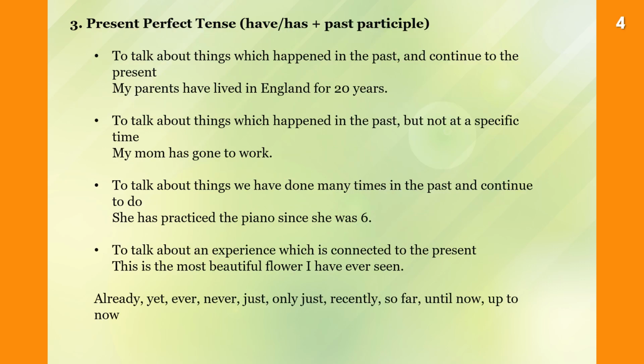Now present perfect tense. This is present perfect tense. So you use have or has plus past participle. Do not use had because had is past. Okay? So when the subject is the third person singular, you use has, but for the rest you use have.